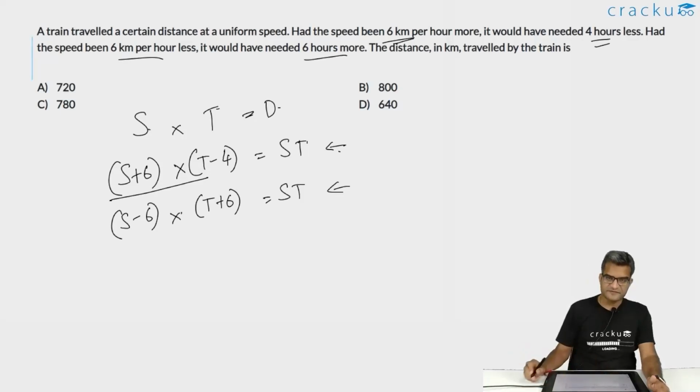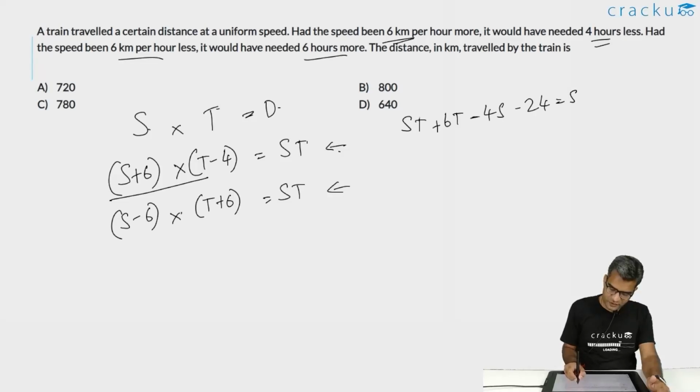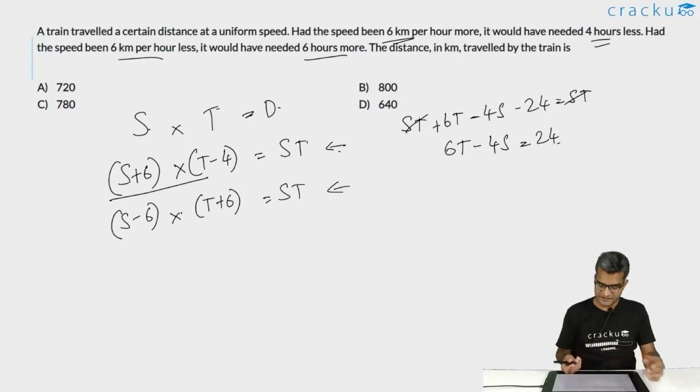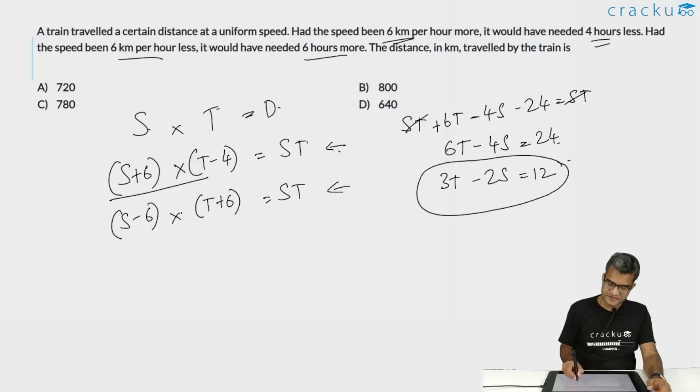The left hand side of the first equation is st plus 6t minus 4s minus 24 is equal to st. You can cancel st over here. So essentially you are left with 6t minus 4s is equal to 24. We can divide the entire equation with 2. So you are left with 3t minus 2s is equal to 12. This is the first equation.